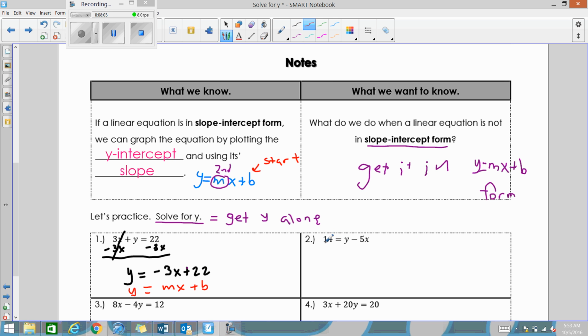All right. Number two, I want to get this y alone. So what's happening to the y? It's being subtracted by 5x. So I have to add 5x to both sides. So bam, that cancels out. So over here, I'm going to get 5x plus 14 equals y. And again, it's almost written in y equals mx plus b form, y, and then over here, mx plus b. So that's allowing me to graph.